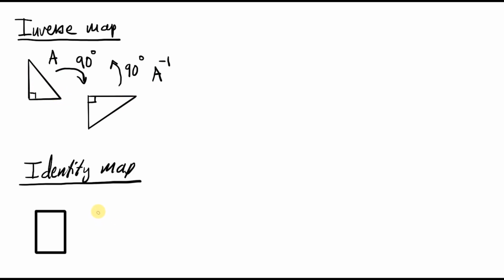The identity map is a mapping that just leaves the figure unchanged. You can denote the identity map with I. So for all points, you just give back the point.